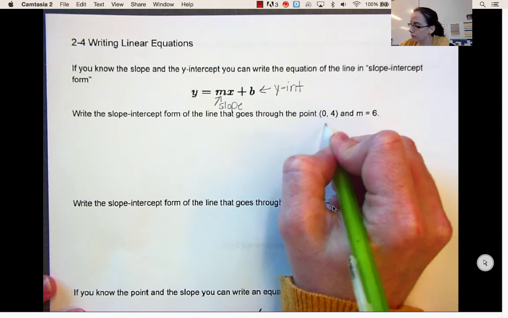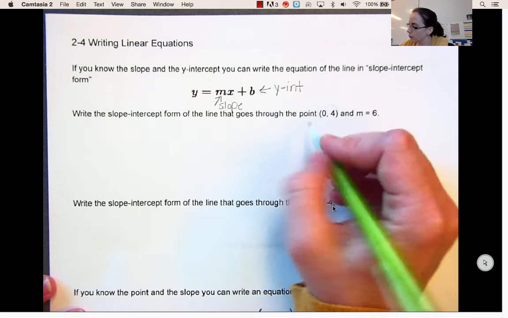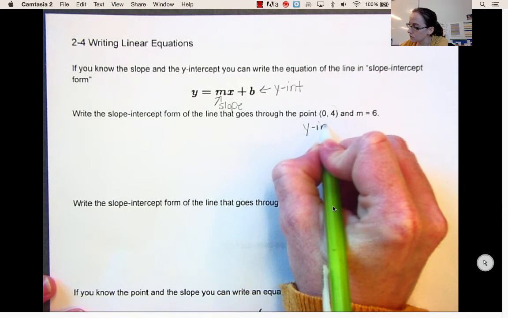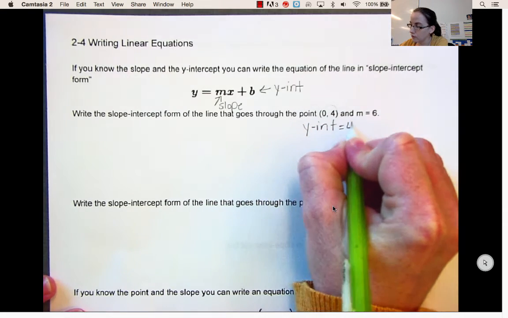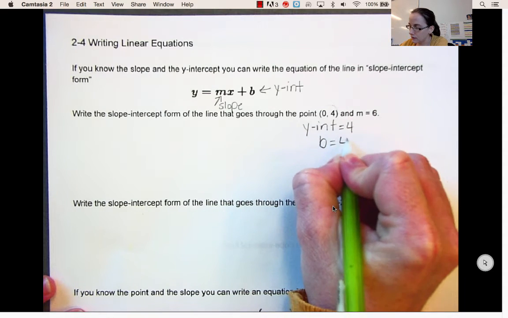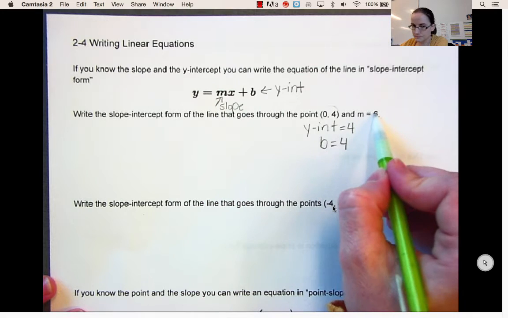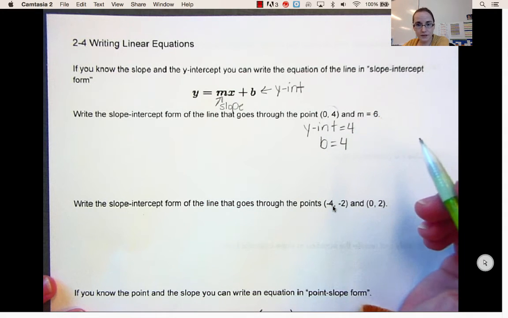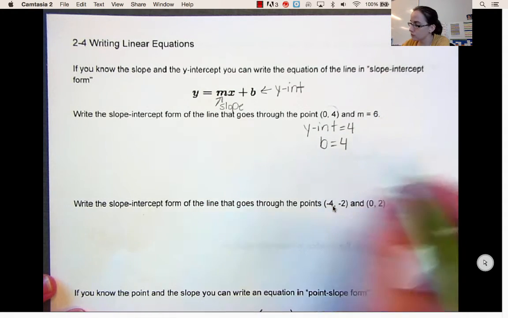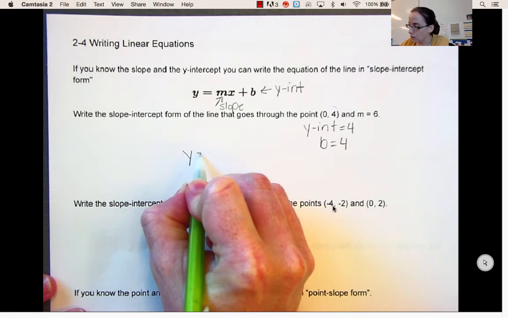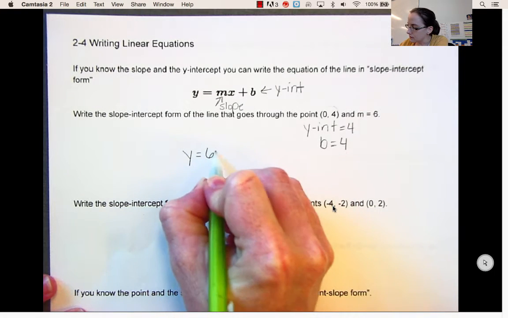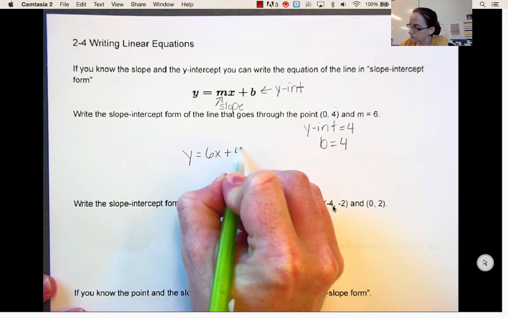So we know that 4 is the y-intercept from this point. So the y-intercept is 4, therefore the b value is 4. And the slope, m, is 6. All you do is fill in the slope and the y-intercept. So we'll have y equals 6x plus 4.